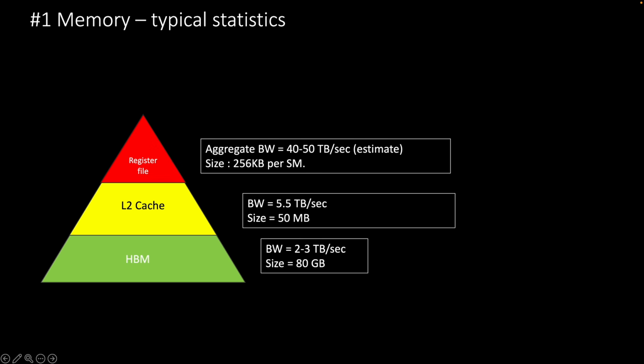This is high bandwidth memory. It is off-chip memory. It is 3 orders of magnitude larger than the L2 cache. It's 80 gigabytes as opposed to 50 megabytes. But in aggregate, it has only half of the bandwidth we get from L2 cache.